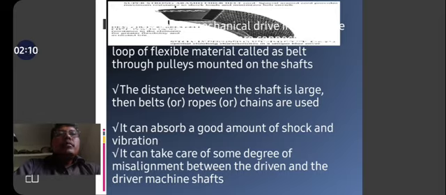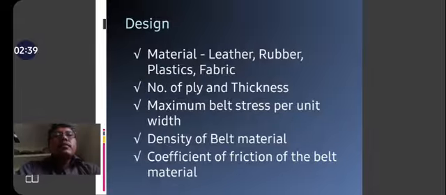Belt drive. A loop of flexible material called a belt runs over pulleys mounted on the shafts. When the distance between the shafts is large, belts or ropes are used; otherwise chains are used. It can take care of some degree of misalignment between the driven and the driver machine shafts.